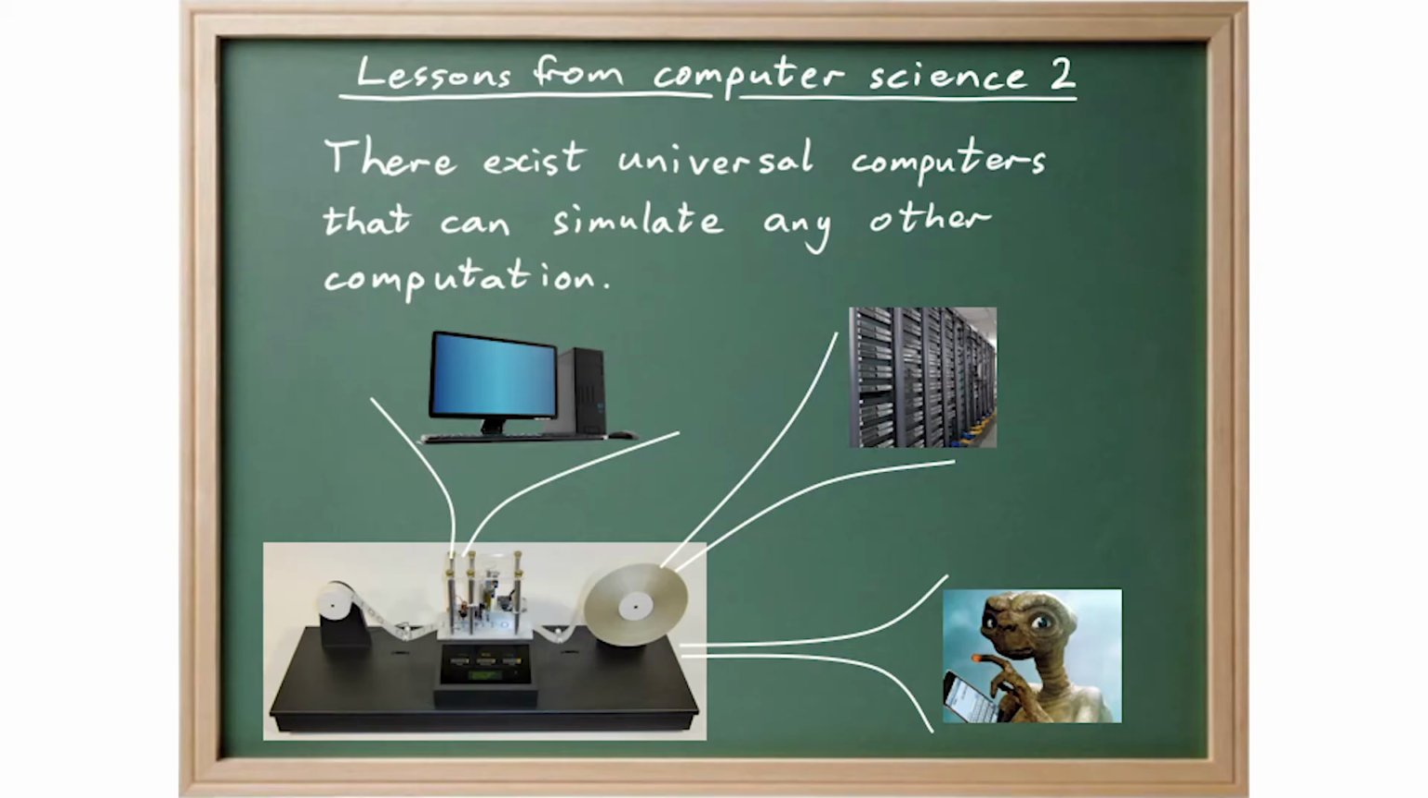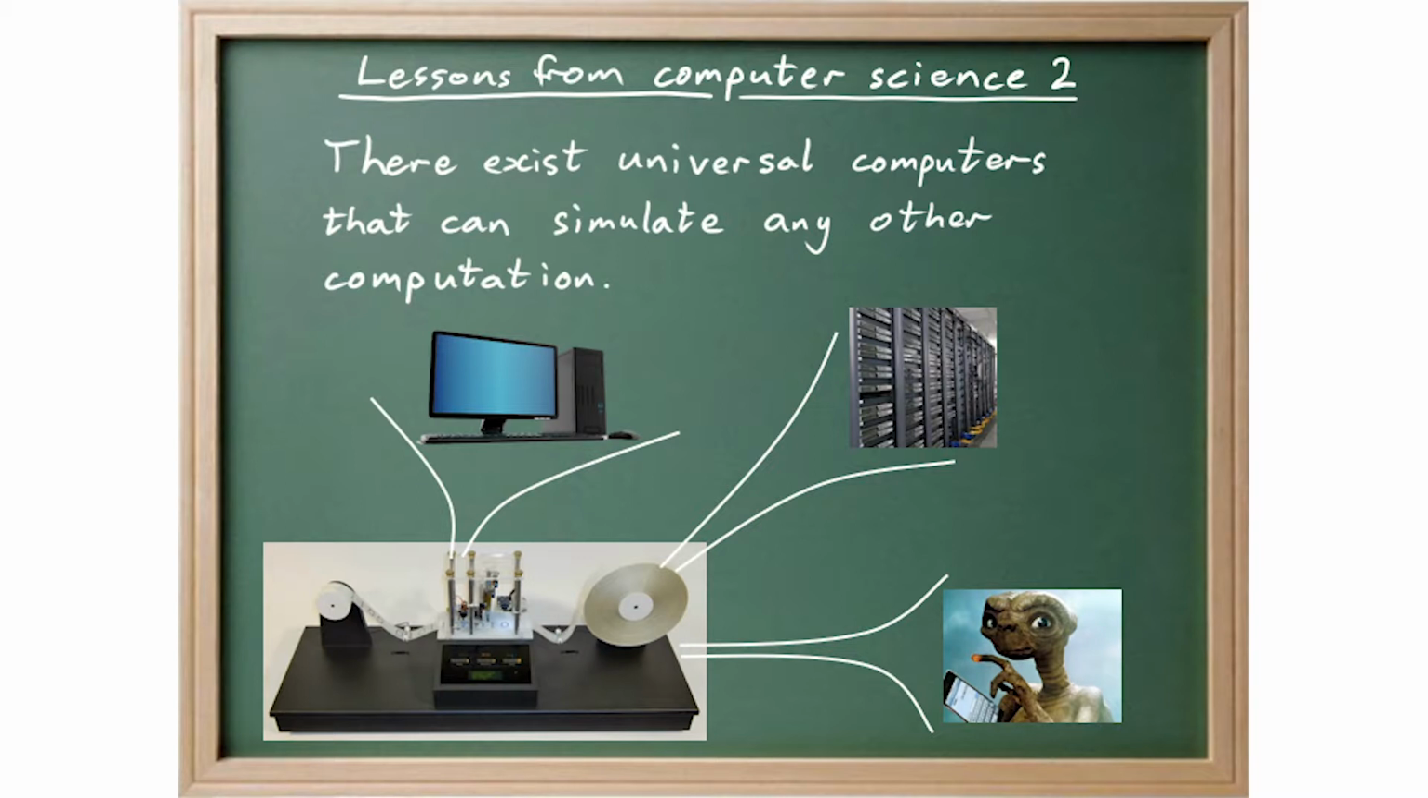Good. Here's another lesson from computer science that you probably know. There exist computers that can simulate all other computers. So with this machine here, a Turing machine, someone actually built one, a thing with ticker tape that moves left and right and writes symbols on it and reads them. We can actually simulate a desktop computer and a supercomputing cluster and even ET's smartphone. Slowly, but nonetheless, everything you can possibly compute, you could simulate on this very primitive device.